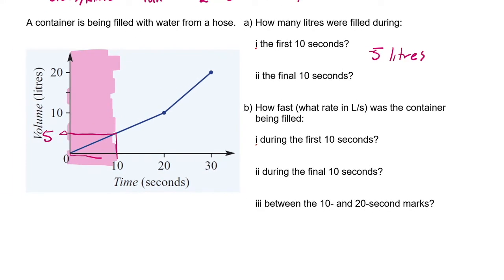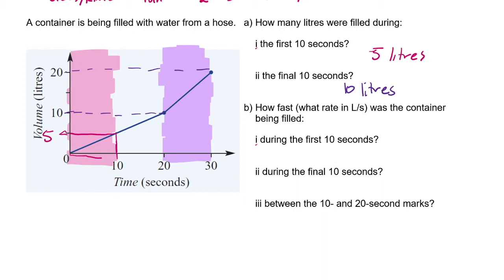What about the final 10 seconds? I'm going to use a different colour for that final 10 seconds. I'm going to go back to my little purple. This is the final 10 seconds. The distance there is going to come across, so we're going to have a starting point at 10 and an ending point at 20. That means we have a difference of 10 litres.